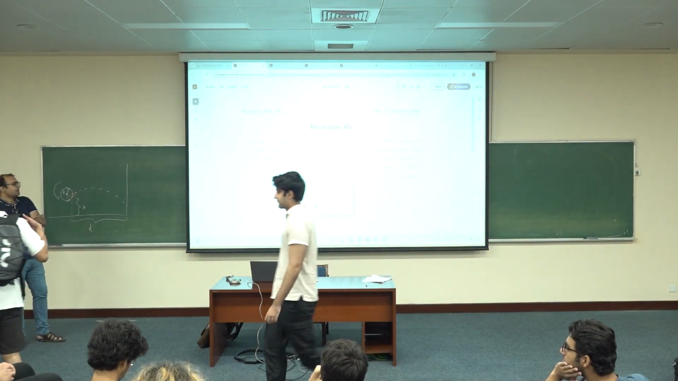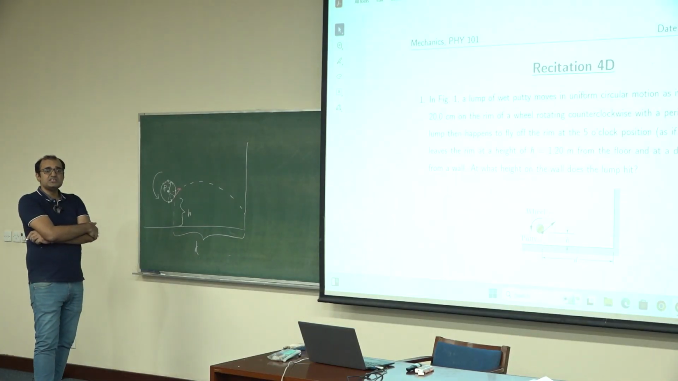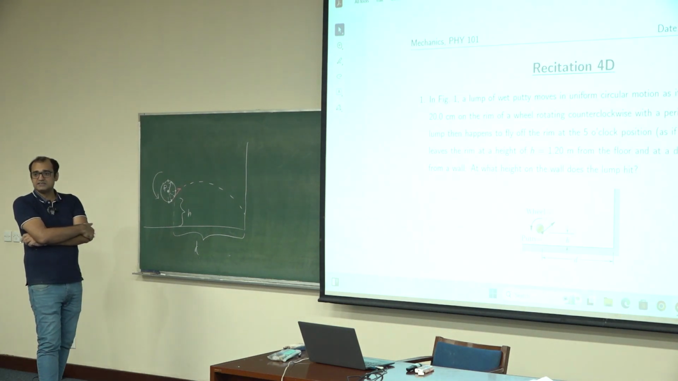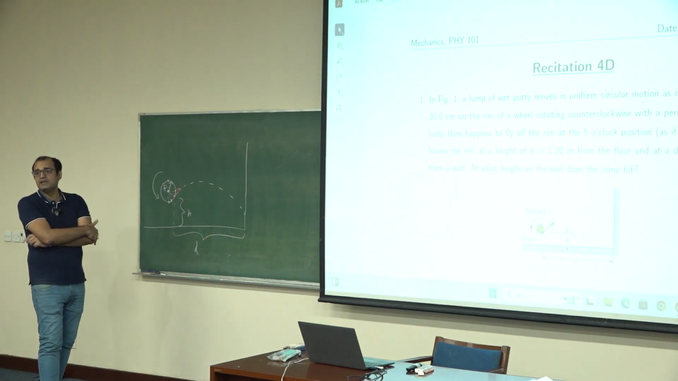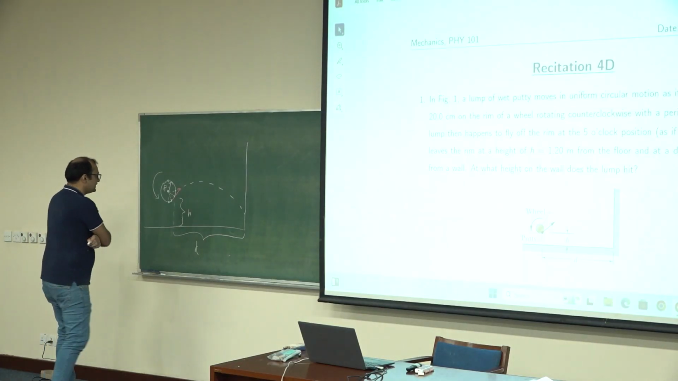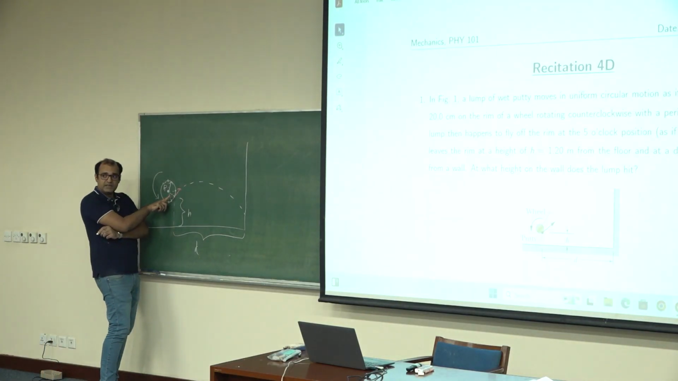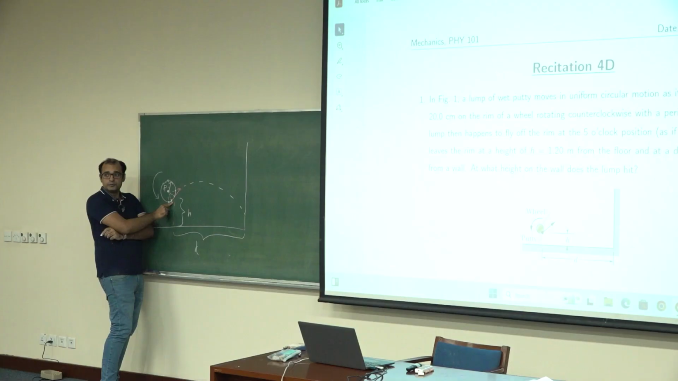Okay, so what do we mean by the initial velocity? We mean, of course, the velocity of this piece of clay at the instant when it lost contact with the wheel. So we need to know the direction in which the rim of the wheel was moving at the 5 o'clock position when it lost contact. Because the initial velocity of this piece of clay will be exactly the same as the velocity of this point on the rim.